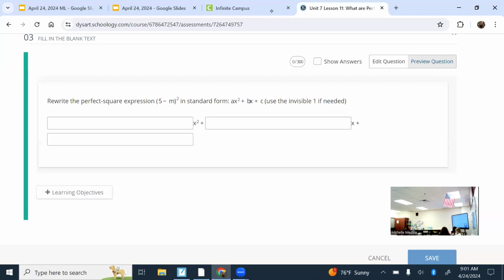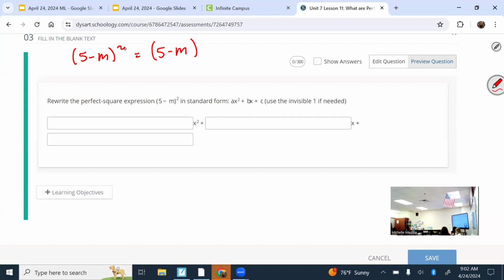And it says to rewrite the perfect square expression into standard form. And you're basically just filling in the numbers. So to go from factor to standard, we did that in unit 6. So basically you just need to multiply it out. You cannot just distribute the exponent and apply the power rule. It doesn't work when there's a plus or minus going on in here. So you have to expand it.